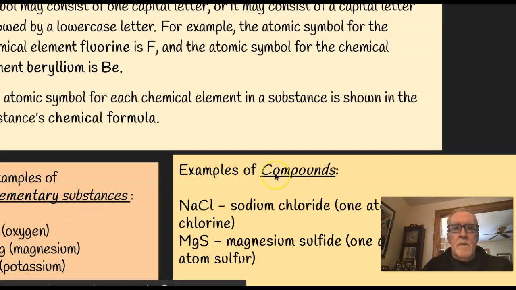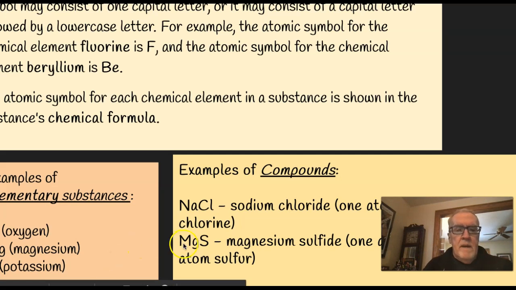These are compounds, more than one element. NaCl. Now you can tell it's two because there's a capital N, lowercase a. That's sodium. And then you've got capital C, which means that's the beginning of another atomic symbol. So the Na is sodium, the Cl is chlorine, and the compound is sodium chloride. One atom of sodium, that's the Na. One atom of chlorine, that's the Cl. So that's a compound because there's two elements.